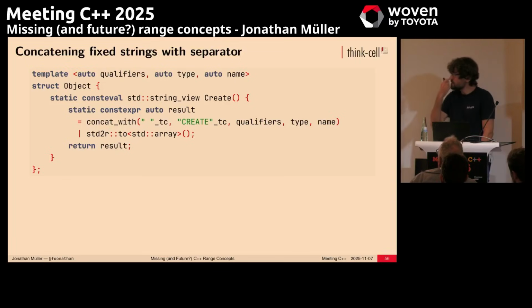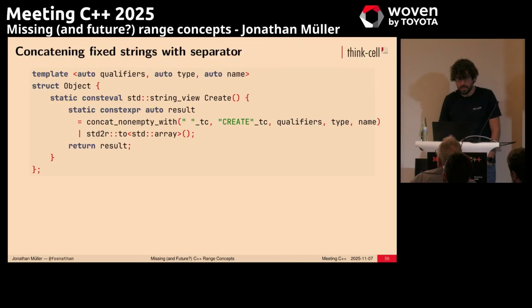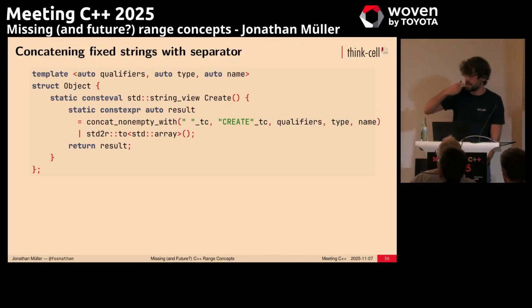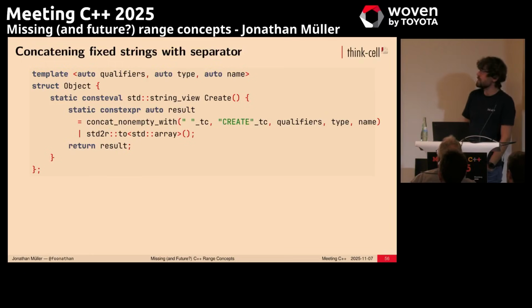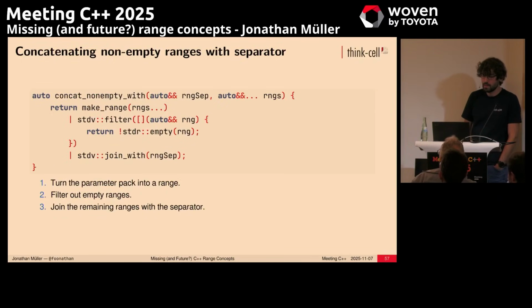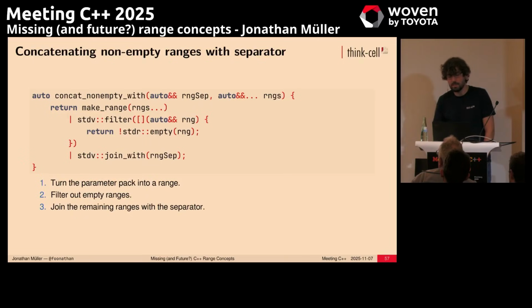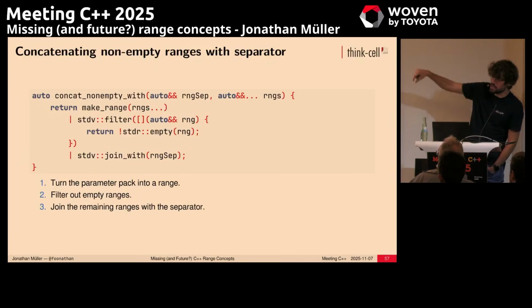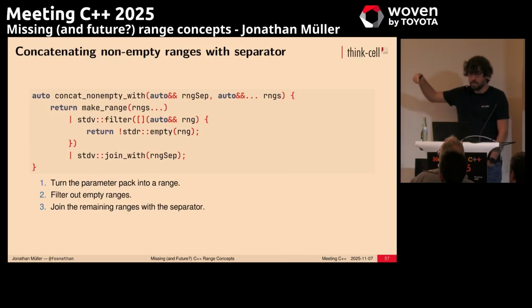Unfortunately, however, the actual object thing also had qualifiers. So we also want to put in qualifiers. And the qualifiers can be empty, so instead of concat_with, we need to filter it out if they're empty. So we have a function concat_non_empty_with. And when I started, this was the implementation of concat_non_empty_with. So we take the separator and all the ranges, and we first convert the pack into a range. That way we can filter out the empty ones and then join it back with the separator. Right? So we turn the parameter pack back into a range, we filter out the empty ones, and then we join the remaining ones.